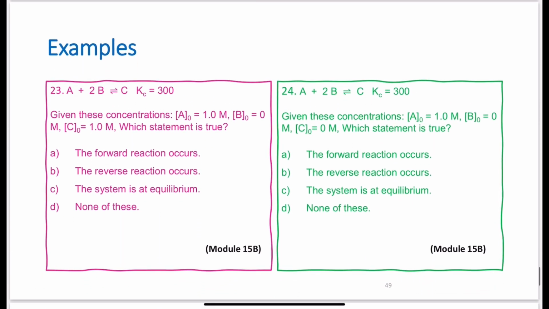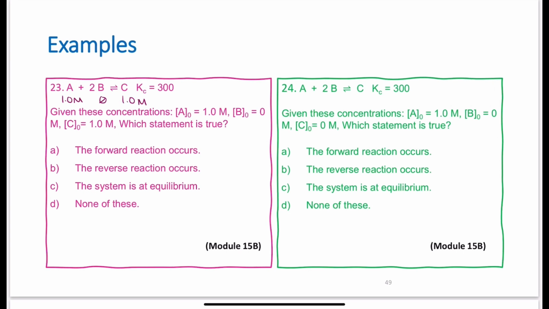How about 23? I'm told that I have 1 molar A present. I don't have any B present, and I have 1 molar C present. I need some B. Nothing can happen until I get some B. The A is not important until some B shows up because C cannot be made without it. A reverse reaction will occur.